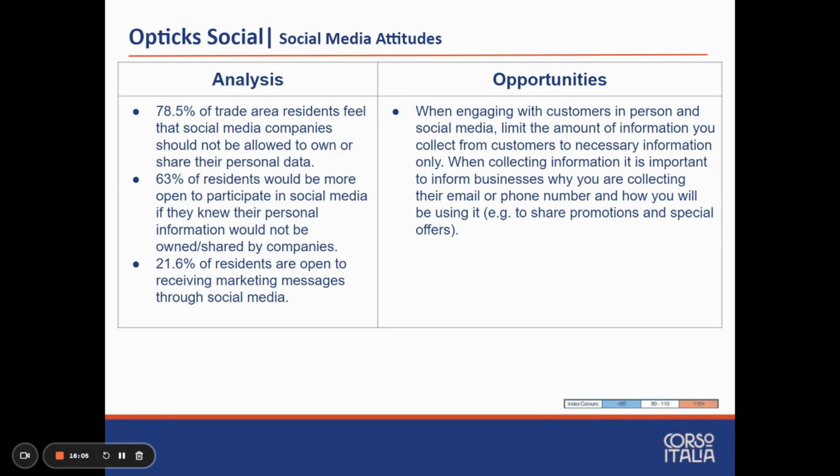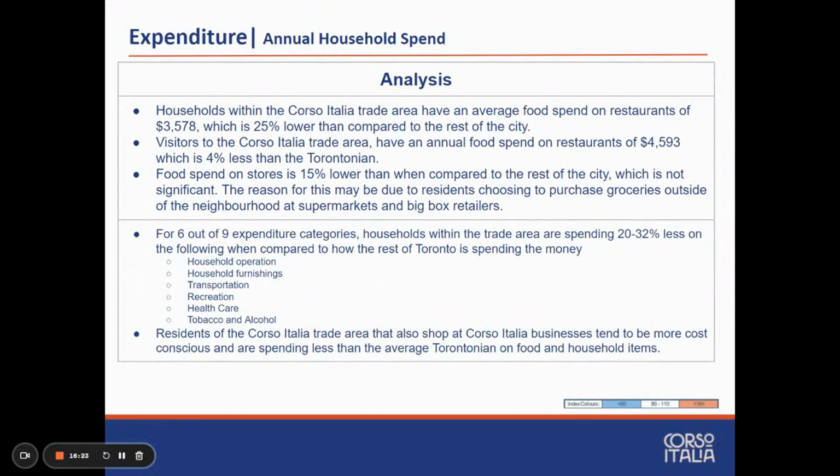It's important to let them know what the information is being collected for, because there is this overwhelming sense that there are things that are being used, like their data, for nefarious reasons. And it's important to let them know that they don't have to worry about that when it comes to sharing information with you. And lastly, when it comes down to this trade area, we have some data about their expenditures.